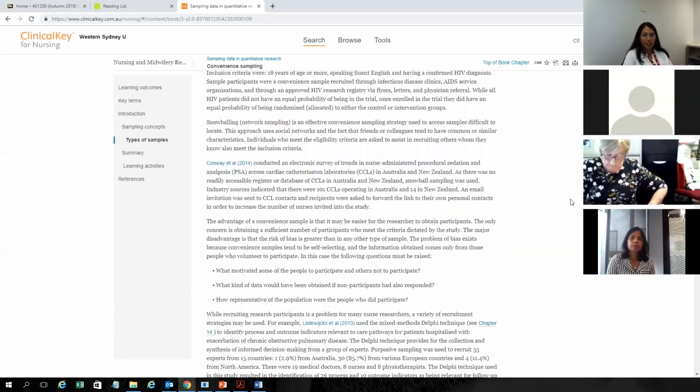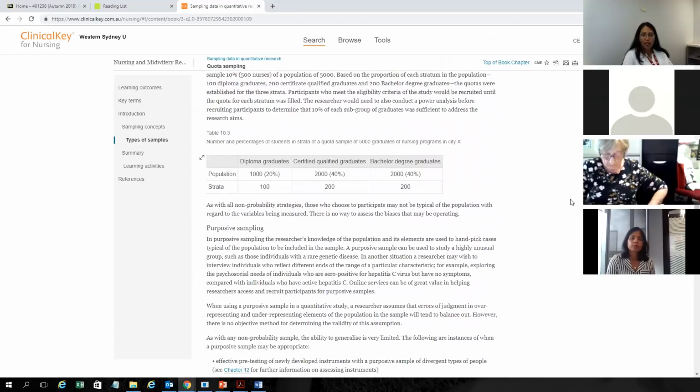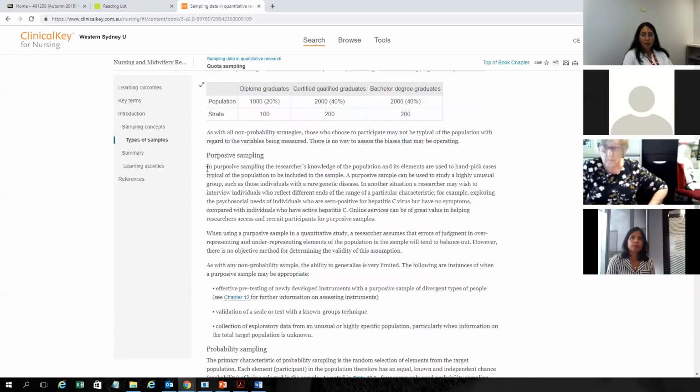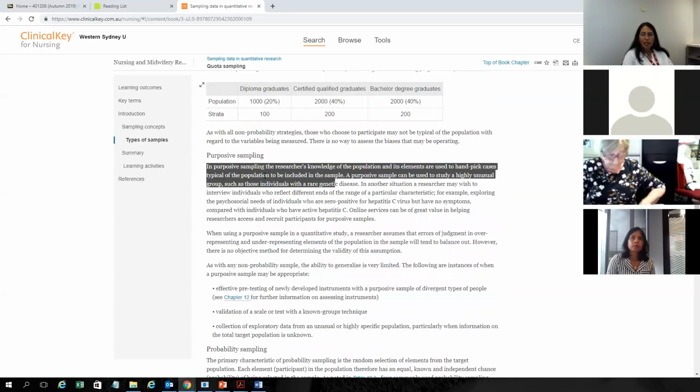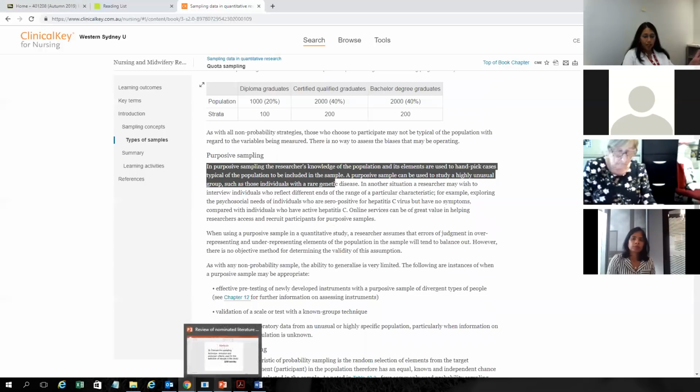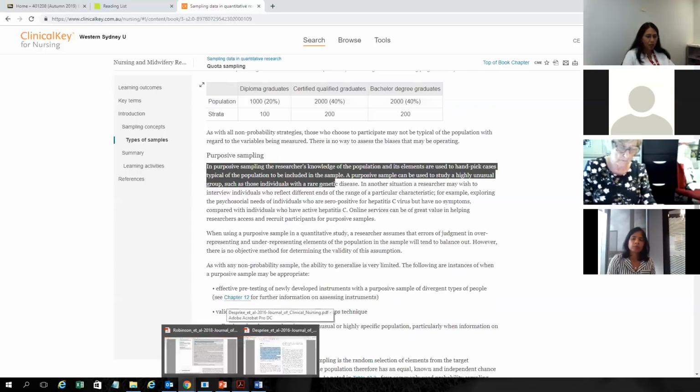So that's convenience sampling. The other one we're looking at today is purposive sampling. In purposive sampling, the researcher's knowledge of the population and its elements are used to handpick cases. So that means the researcher knows exactly who he wants to include in the study. So the researcher has some predetermined inclusion criteria. Okay? So we looked at convenience, we looked at purposive. Just because we're running out of time, let's go back to the article.